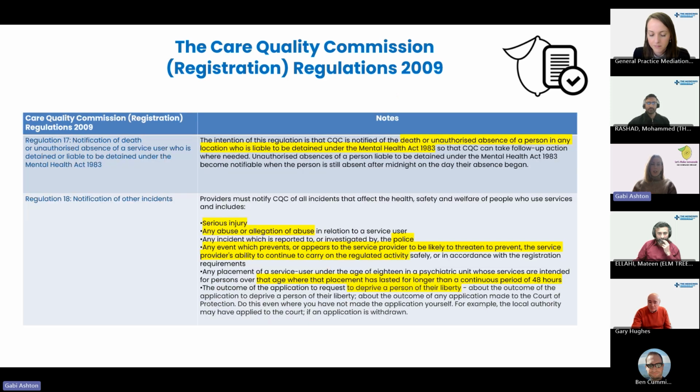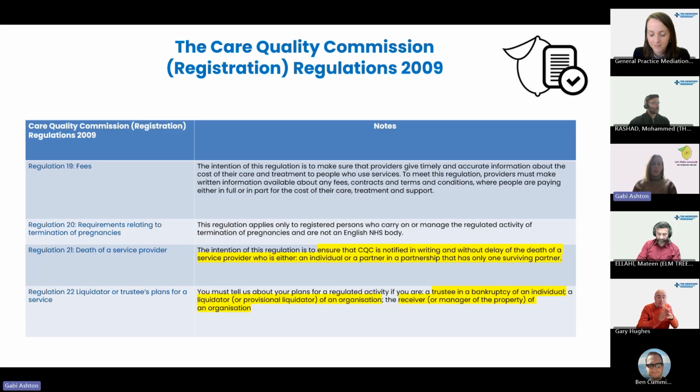You've got notifications in relation to serious injuries, allegations of abuse from a safeguarding perspective, and incidents where there may have been a police involvement or police investigation. Also any incidents that may prevent, or appear to prevent, the service from running smoothly or being able to continue to provide the regulated activity for a period of time. You've then also got the death of a service provider and anything relating to your financial situation, such as bankruptcy of an organisation, or if you go into liquidation, anything like that. So there are a number of notifications to consider, and they're all highlighted there for you to have a look at.